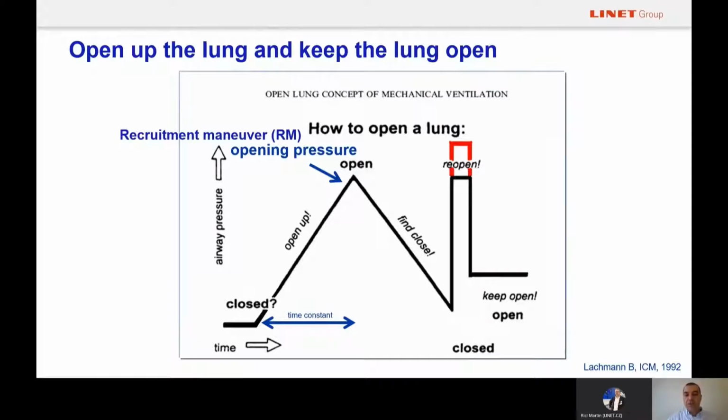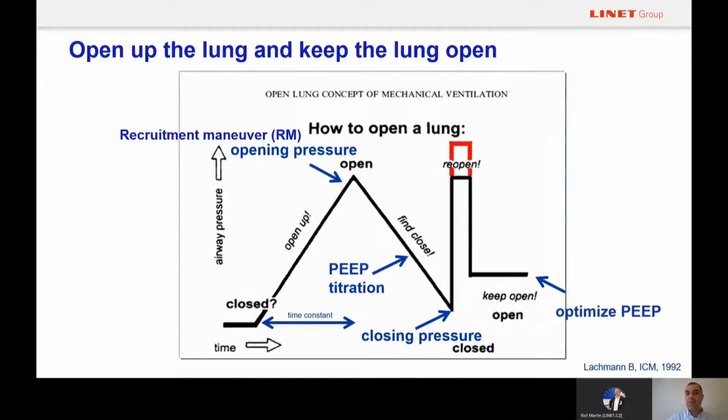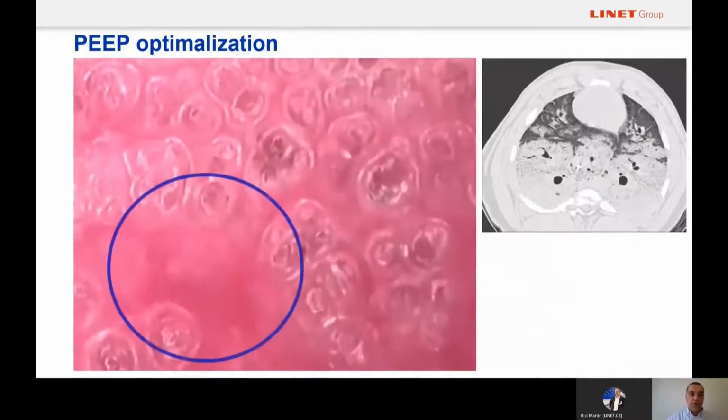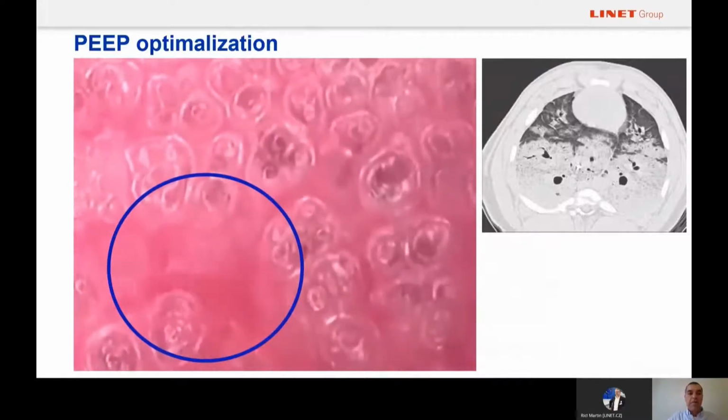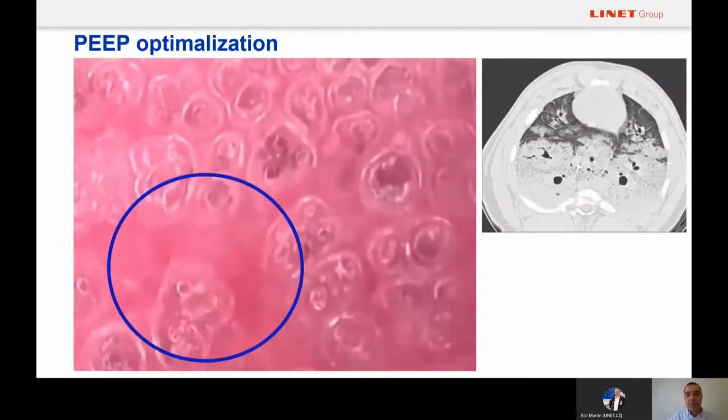Then we have to reduce airway pressure and make a PEEP titration to find the closing pressure, where the identified reduction of oxygenation or compliance shows the pressure at which the alveoli are closing. Then we reopen the alveoli and put the PEEP above the closing pressure, and this is the optimal PEEP. In this video, you can see in this part reopening and closing with every breath. It brings ventilator-induced lung injury in this tissue.